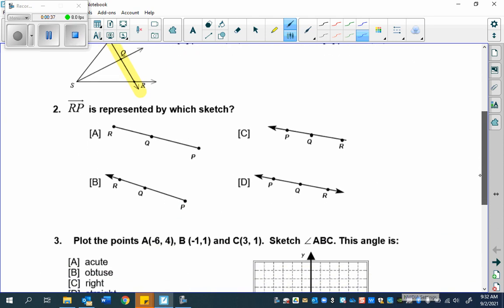Number 2, ray RP is represented by what sketch? We have to find a picture that has an initial point of R that travels through P, so our answer here is C.